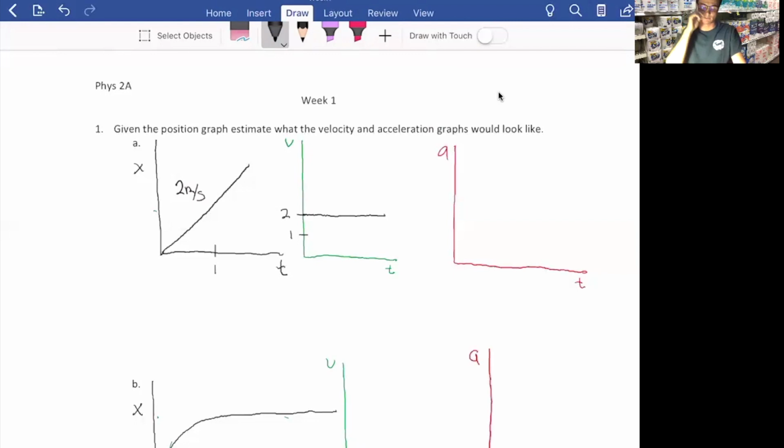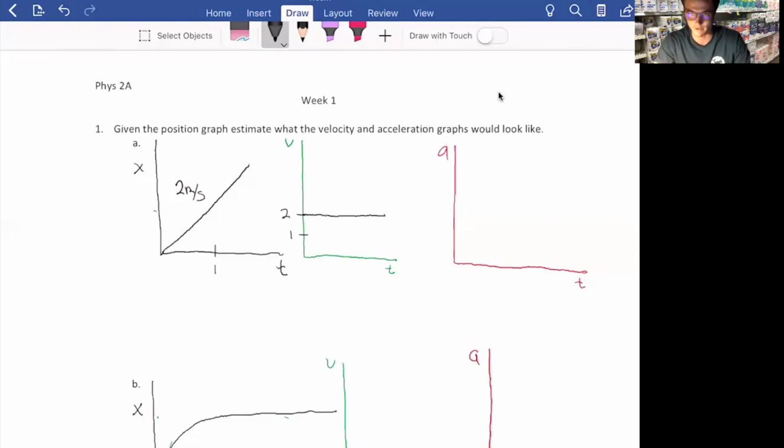So we have a constant velocity. Our velocity is not changing throughout. It's a positive velocity because our line is pointed upwards. Our car is moving in the positive direction on the graph. And again, our velocity is just the slope of our position, okay?